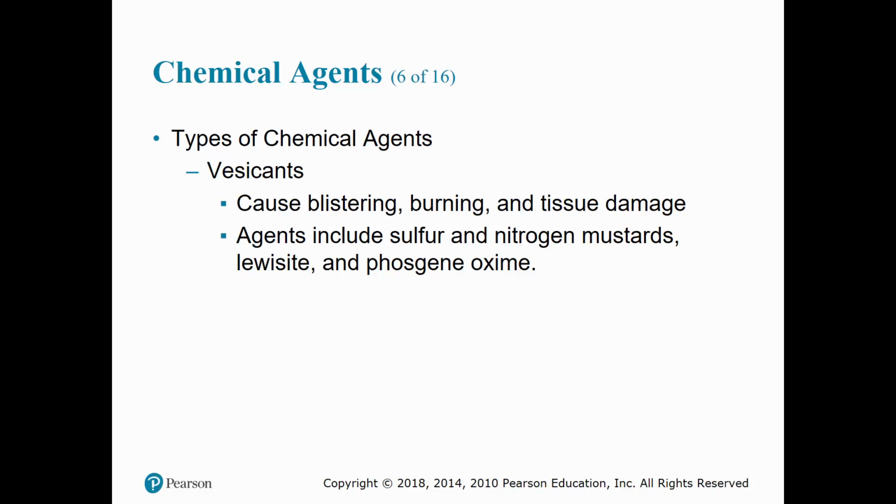Vesicants are another group of chemical agents that result in damage to exposed skin, lungs, and eyes. If a significant amount of a vesicant is absorbed, they can also produce systemic effects, including generalized illness. Vesicants can cause blistering, burning, and tissue damage to the affected areas. Examples of vesicants include sulfur and nitrogen mustards, lewisite, and phosgene oxime.